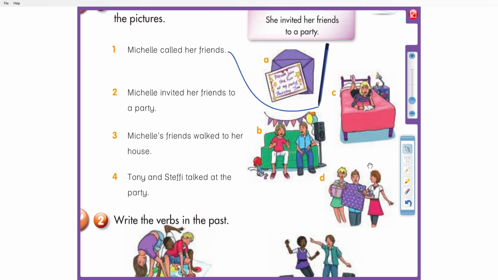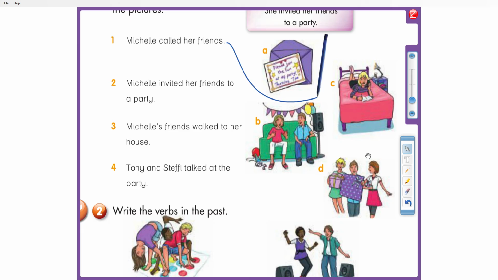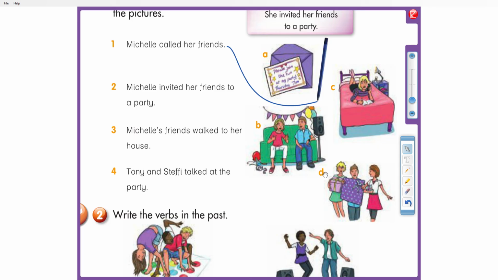Where is the picture that has Michelle with her friends at the party? A, B, or D? Yes, it's A. Here is the invitation. Please join the fun at my party Tuesday. So, this is the picture. Number three. Michelle's friends walked to her house. Is it this one or this one? Yes, it's this one. These are Michelle's friends and they are walking. So they walked to her house.